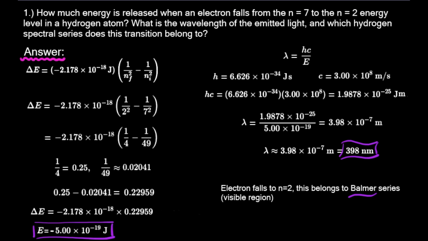Finally, because the electron falls to the n equals 2 energy level, this transition belongs to the Balmer series, which lies in the visible region of the electromagnetic spectrum. Let's move on to question number 2.